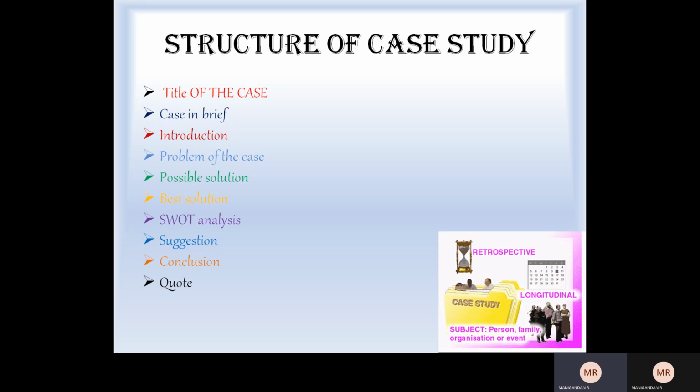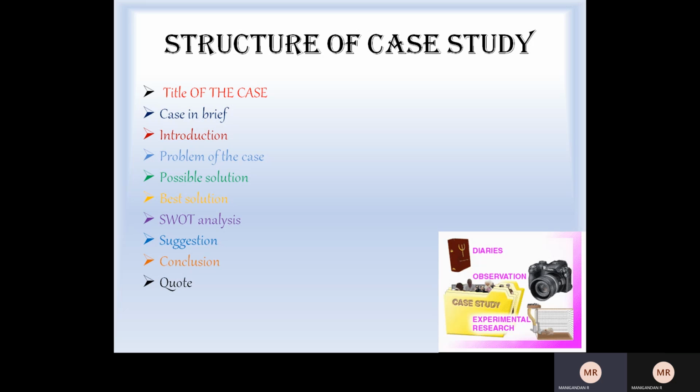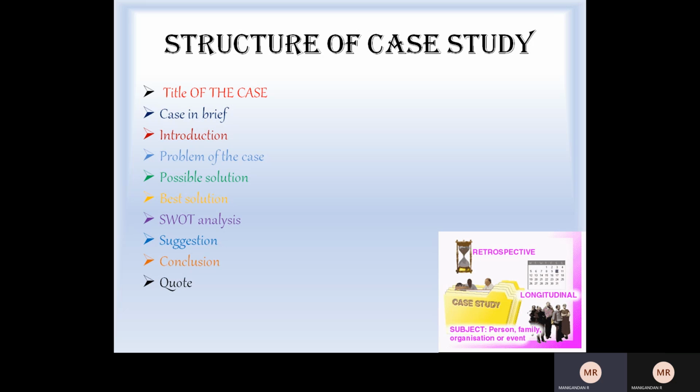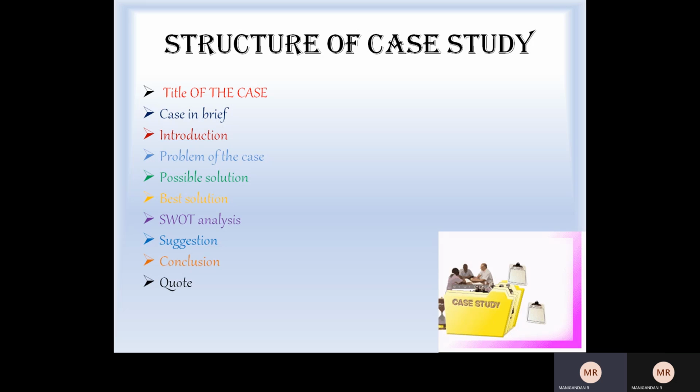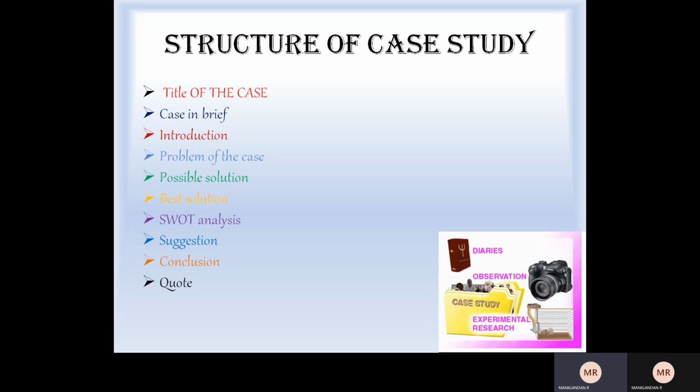So the next thing is SWOT analysis. Everyone knows what SWOT analysis is. S indicates strengths, W indicates weaknesses, O indicates opportunities, and T indicates threats. First, we go to the strengths. What is the strength of your case? You need to write that. You can frame it in a diagrammatical manner, which is best to show that.